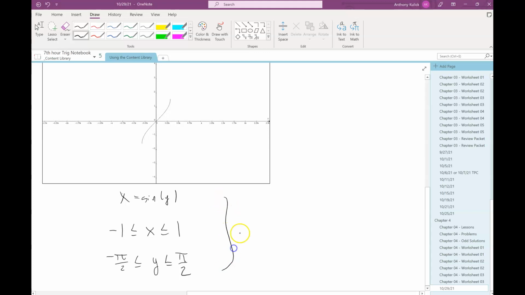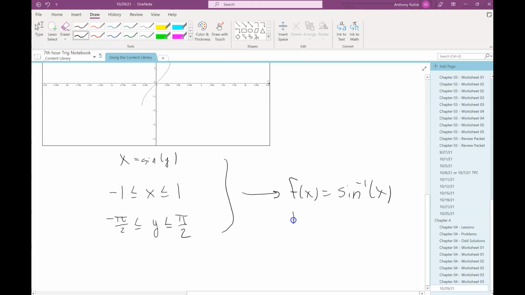And so what we do here is we call this the function sine inverse of x. The way we write sine inverse is we use that little -1. That doesn't mean the reciprocal of sine. That means sine inverse, so that's not really an exponent, it's just a superscript. The domain for this function, again, is going from -1 to +1, and the range is going from -π/2 to +π/2.